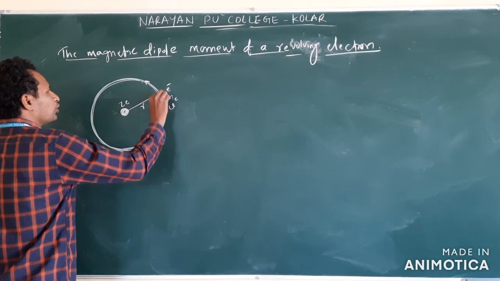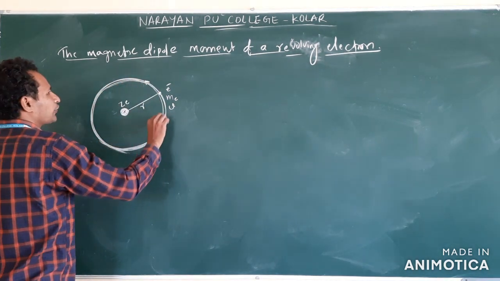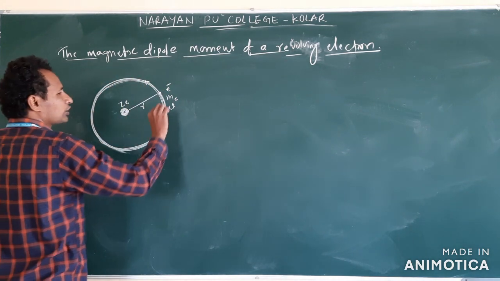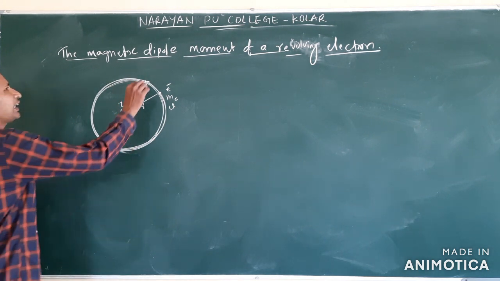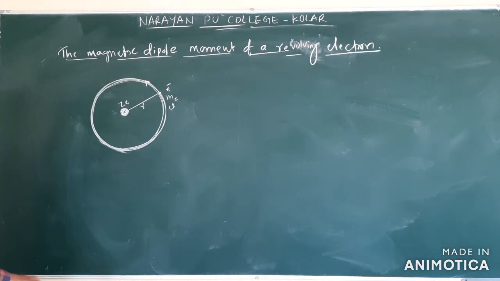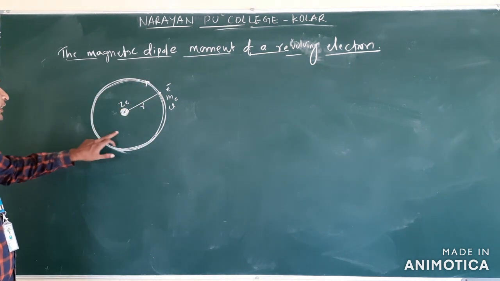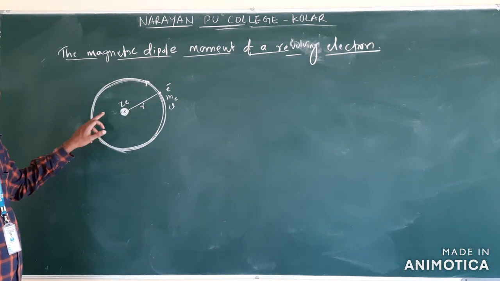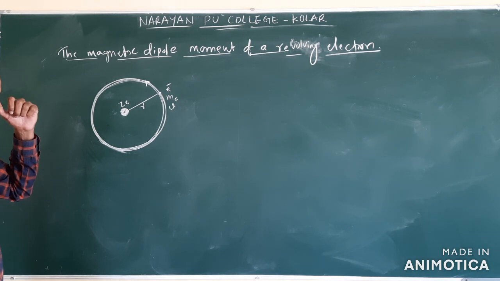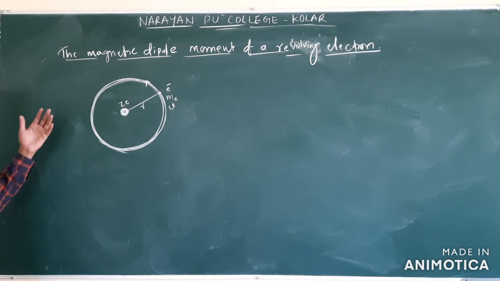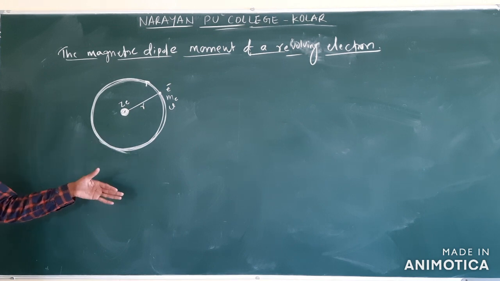Clear? So moving charges, what do we call it? If the charge flows, that is said to be a current. This acts like a current loop. Whenever a current passes through a loop, it has a magnetic dipole moment. We have seen this in the previous topic, and in the torque topic also, in the previous explanation.